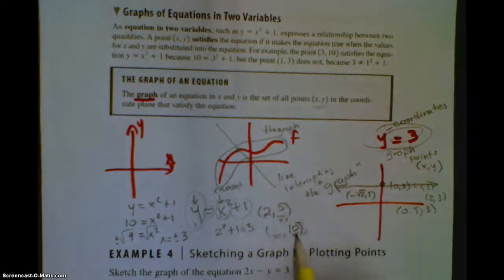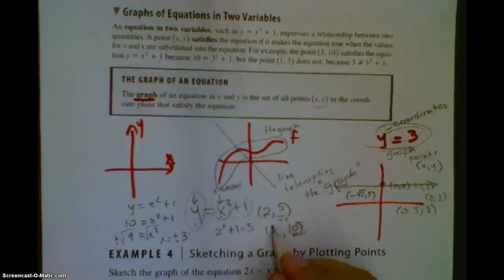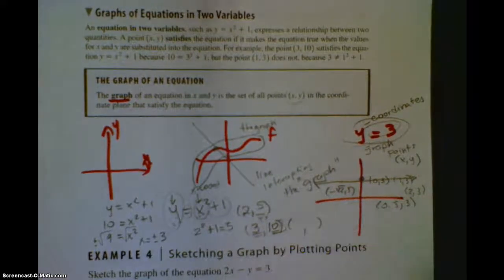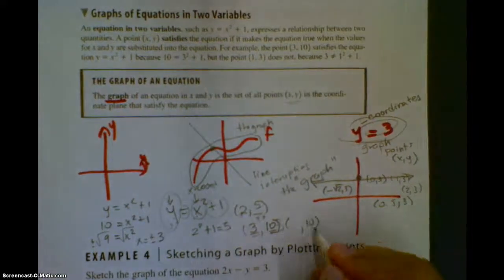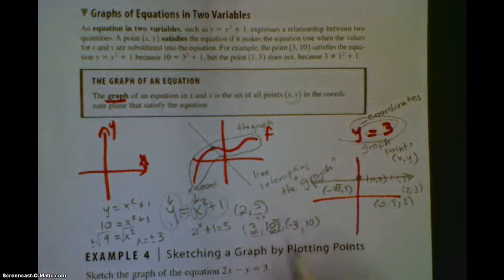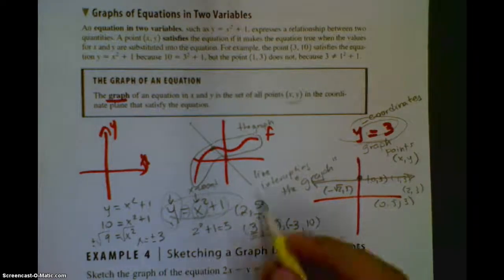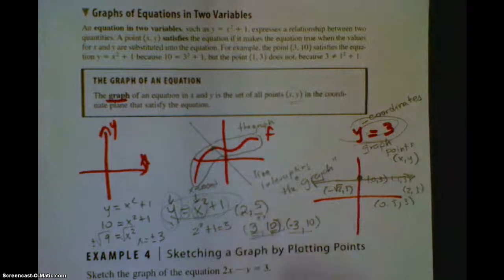So when the y is 10, the x can be 3, and what would be another point that you can construct? With that y, you can also have this point, and both points belong to the graph of this equation. So that's how we can construct different points.